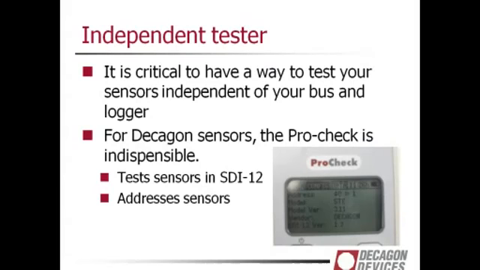Okay, I want to stress how important it is to have an independent way to test your sensors. I already mentioned the ProCheck. This is what the screen looks like. Again, it's great for changing addresses in SDI-12 as well. You plug your sensor into this. Here's your default 0, and this one's being changed to 1. All you do is select the number or letter that you want to change it to and hit enter, and it's done. It also tests the sensors in SDI-12, so if the sensor is working on the ProCheck, it's communicating in SDI-12.